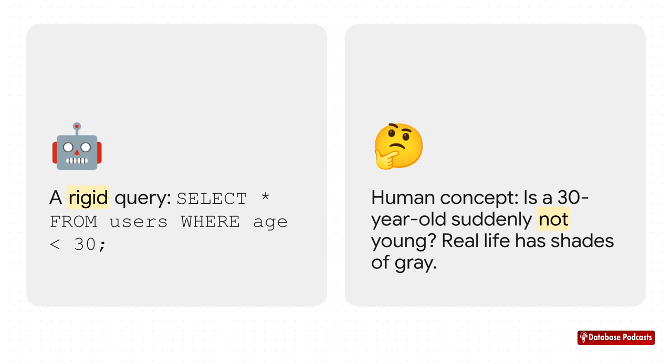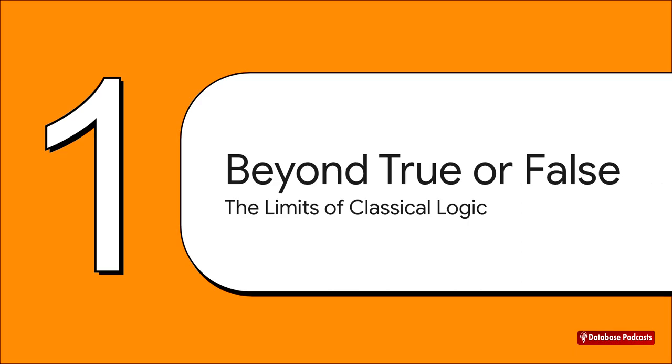So classical logic is like an on-off light switch. But real life, it's much more like a dimmer switch. And that right there, that's the big problem we need to solve with classical logic. If we want to really capture what young means, we have to get away from this black and white true or false world. We need a system that can handle, well, shades of gray.